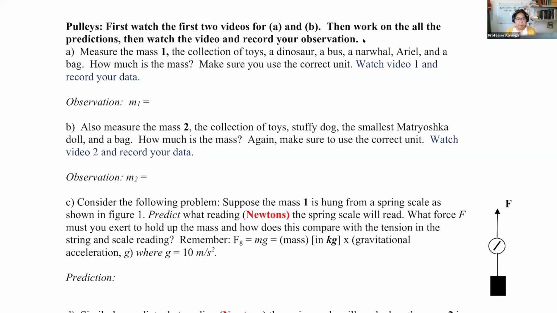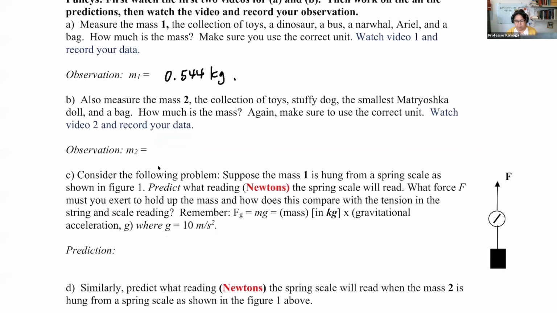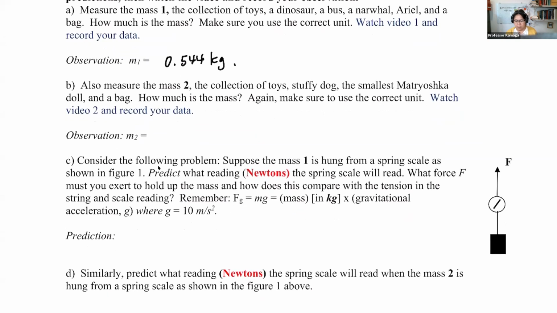So you saw it was 544 gram. What are you going to write on observation M1 here? Make sure you write down either 544 gram or 0.544 kilogram. So do the same for observation M2. You're going to also make a measurement for M2, the different collection of toys.